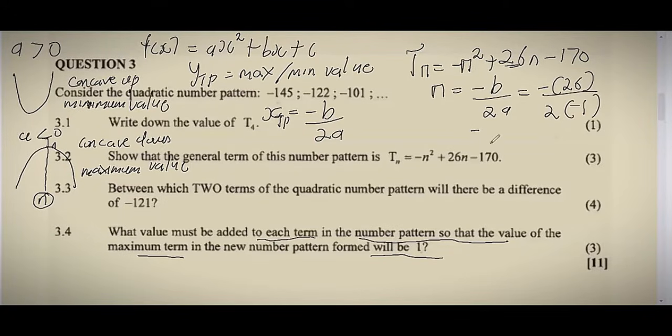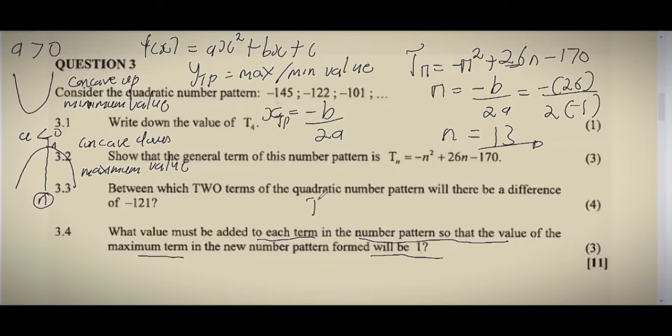That's negative 1. Now, if we punch this in a calculator, this gives us 13. But note that the 13 is not the maximum value of the pattern. It is just the position where the maximum value occurs, right? So now we must find the maximum value of that number pattern. We know that the maximum value occurs in position number 13.